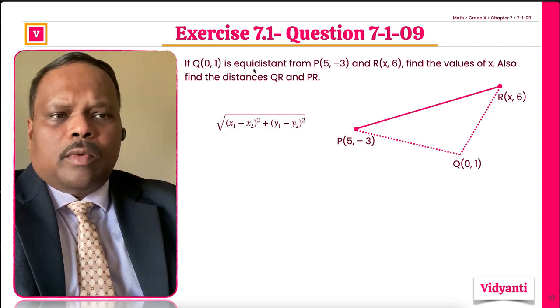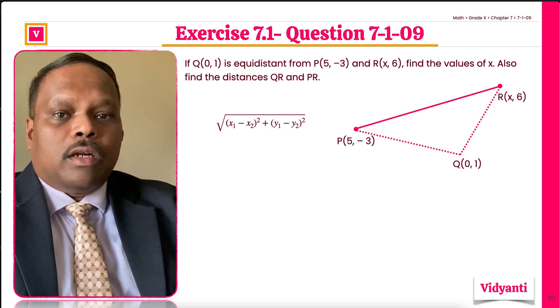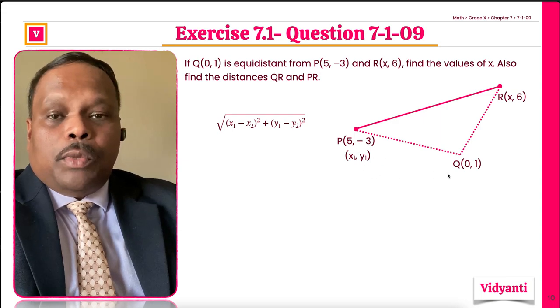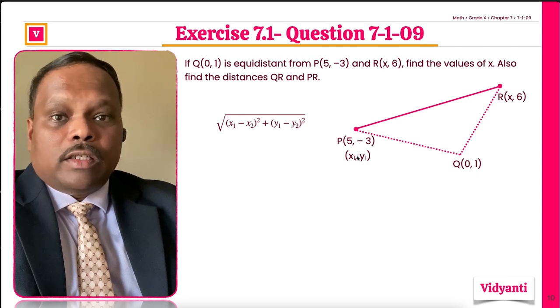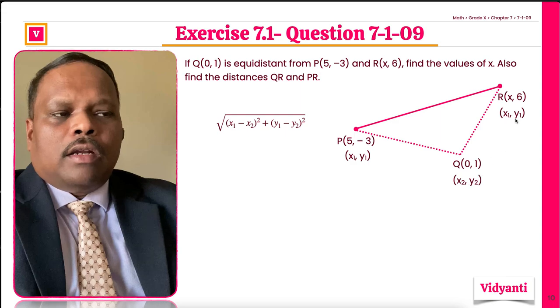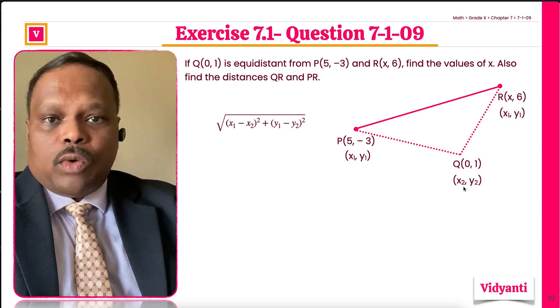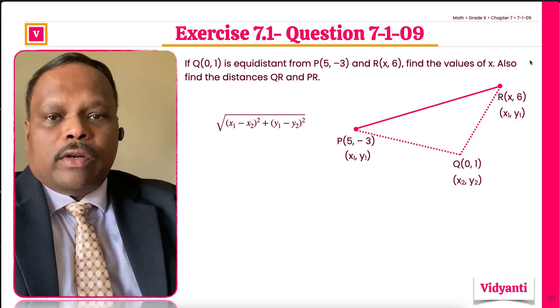We know the distance formula. It's the square root of (x1 minus x2) whole square plus (y1 minus y2) whole square. When we consider PQ as a line segment, this distance can be calculated. At that time, we will consider this x1 and this y1, and the coordinates of Q will be considered x2, y2. And when we are considering QR, let's keep this as x2, y2, and we will consider this as x1, y1. So we will be able to calculate this distance.